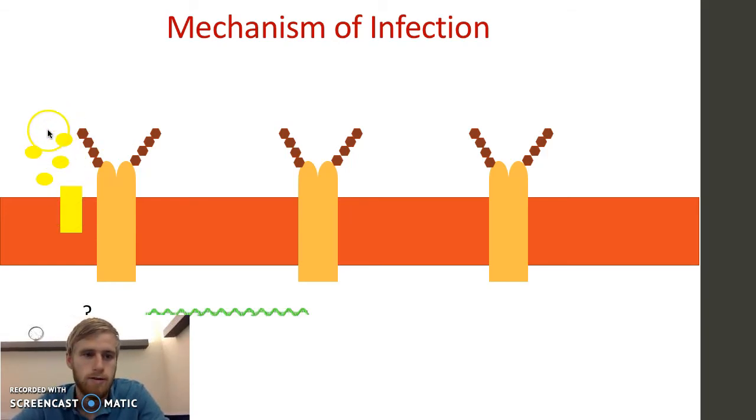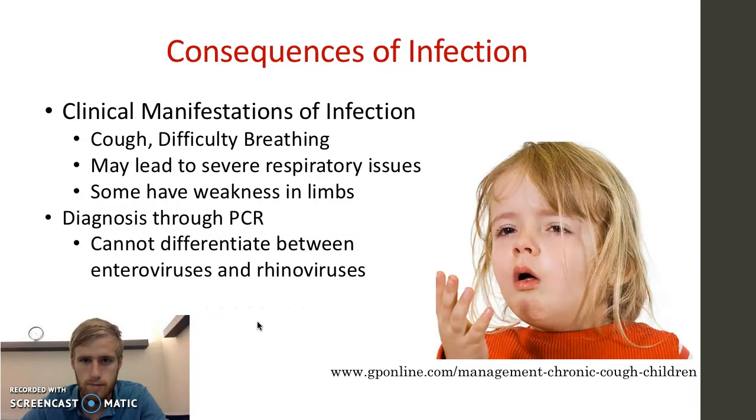From here, it triggers the collapse of the capsid proteins. The mechanism hasn't really been discovered yet, but either through endocytosis or injecting the genome directly, it enters into the cell and then can reproduce. So some consequences of this infection is that it results in a cough or difficulty breathing. Many of these symptoms are similar to the common cold.